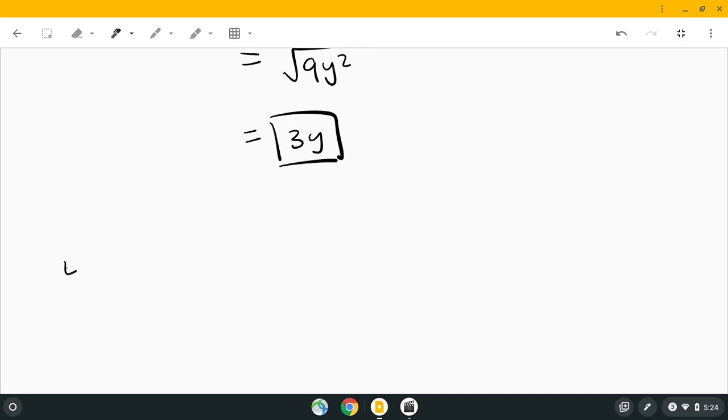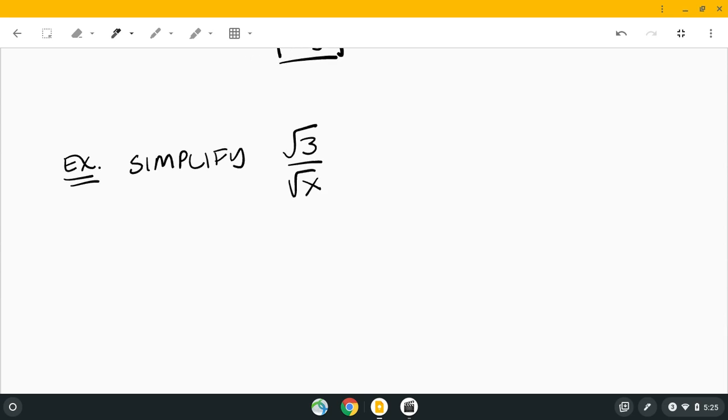All right, let's take a look at this one. Suppose that you have to simplify square root 3 over square root x. Okay, so here, even if you write this as a single radical, 3 over x, it's not going to simplify, right? So this is one of the cases where you would have to rationalize that denominator.